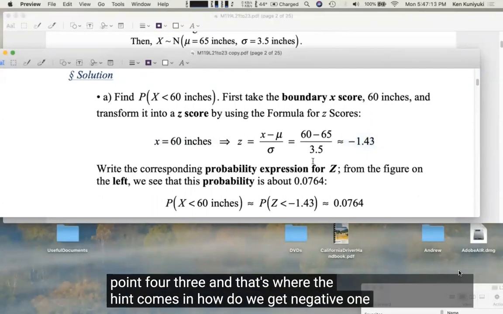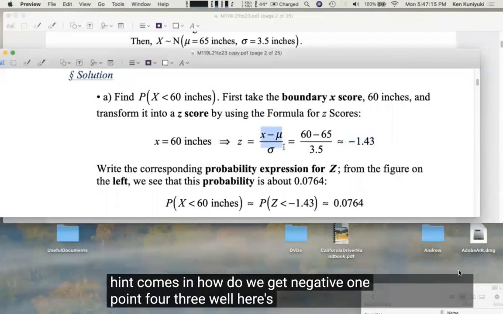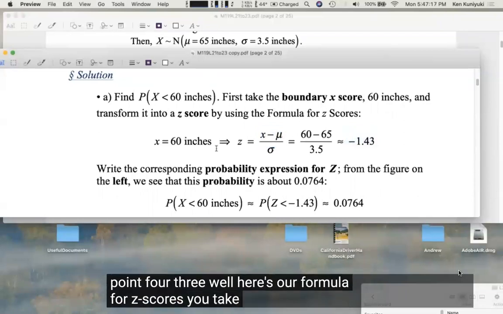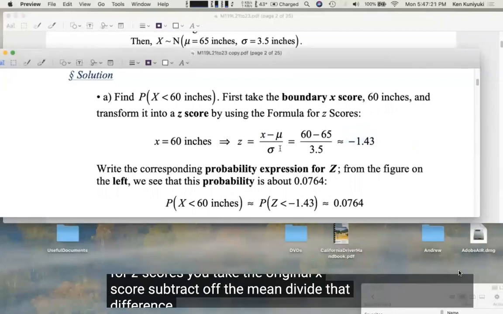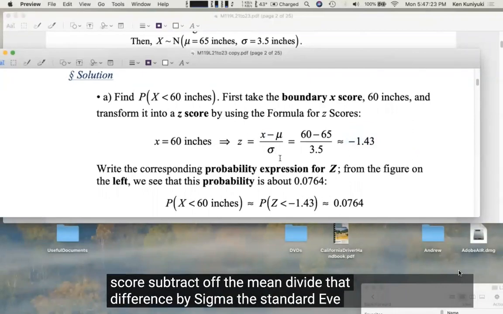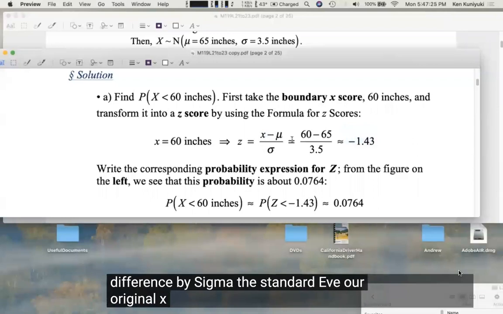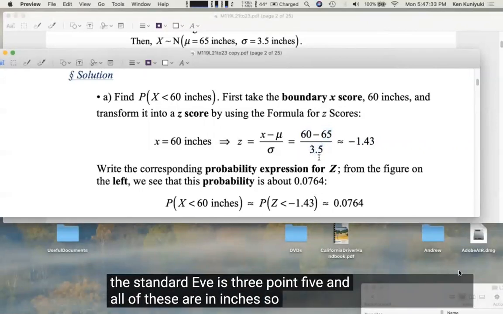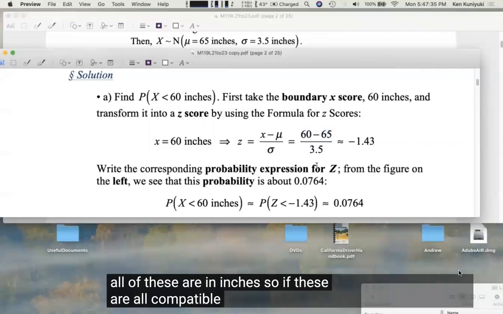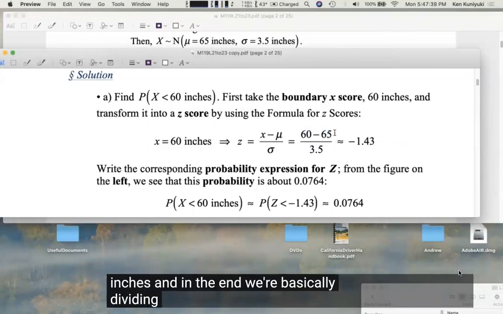How do we get negative 1.43? Well, here's our formula for z-scores. You take the original x-score, subtract off the mean, and divide that difference by sigma, the standard deviation. Our original x-score was 60. The mean is 65. The standard deviation is 3.5. All of these are in inches, so these are compatible units. In the end, we're dividing inches by inches, and the z-score has no unit.